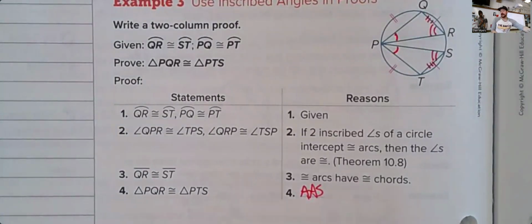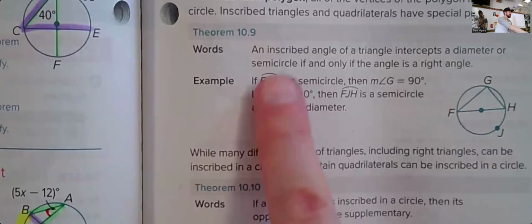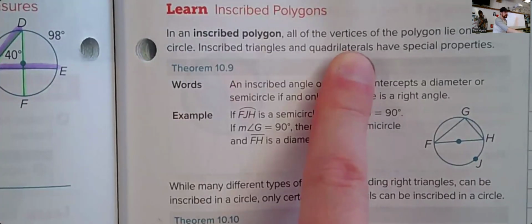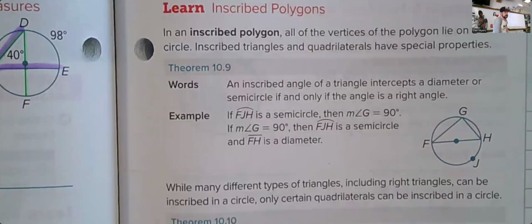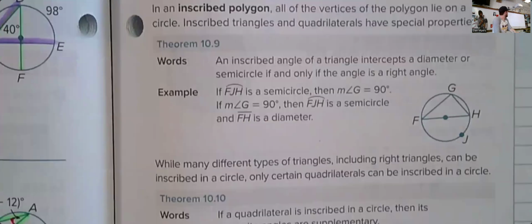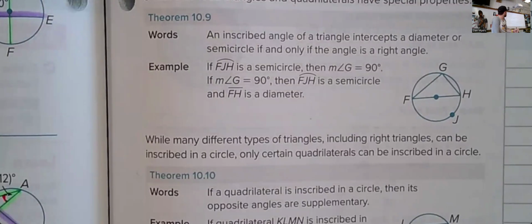Let's talk about inscribed polygons. If you have an inscribed polygon, that means all of the vertices, all the corners of the polygon, lie on the circle. Inscribed triangles and quadrilaterals have special properties. We're talking specifically about inscribed triangles and inscribed quadrilaterals, which is good because we've already done units on both of those things, so we know about them. An inscribed angle of a triangle intercepts a diameter or a semicircle if and only if the angle is a right angle. So it makes a right triangle.